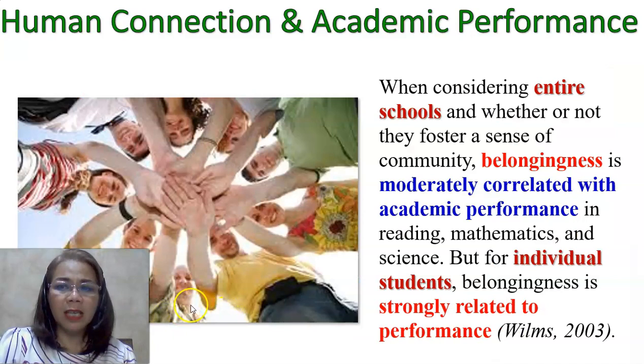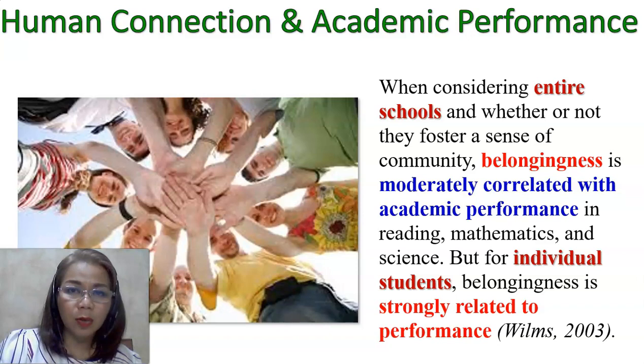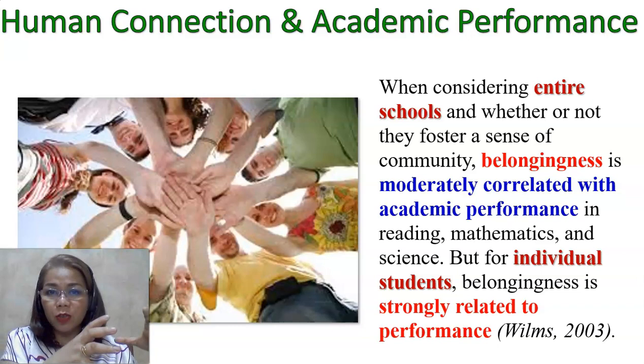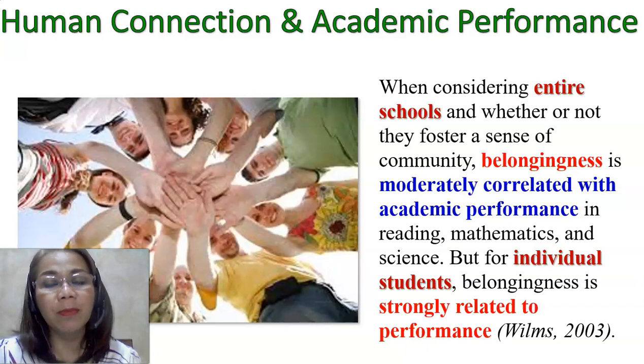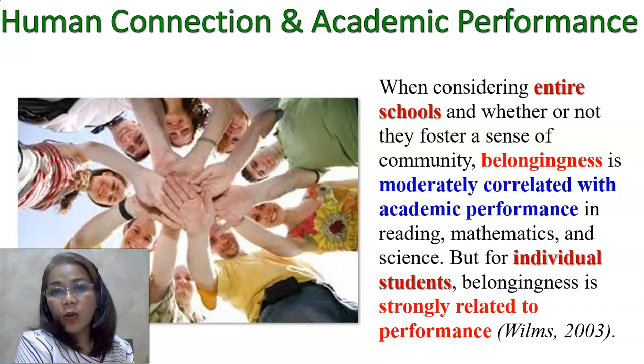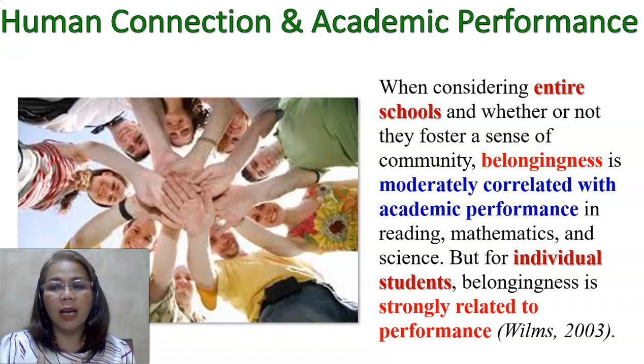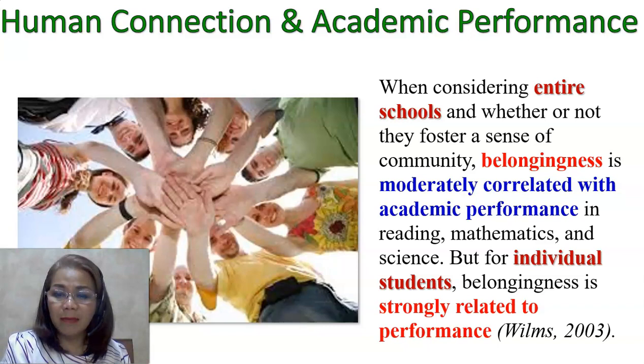When considering the entire schools and whether or not they foster a sense of community, belongingness is moderately correlated with academic performance. Kung tanaw nimo ang academic performance sa estudyante and belongingness sa school, moderate lang ang iyang relationship. Meaning to say, the more I feel I belong to the school, the relationship with my academic performance is moderate, which is marked by reading, mathematics and science scores.